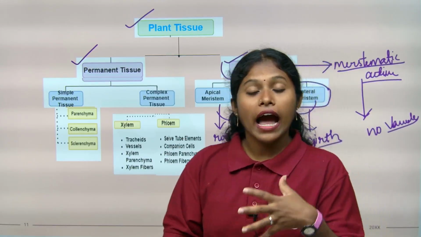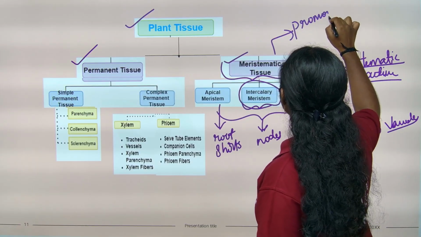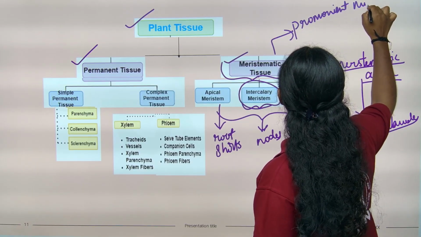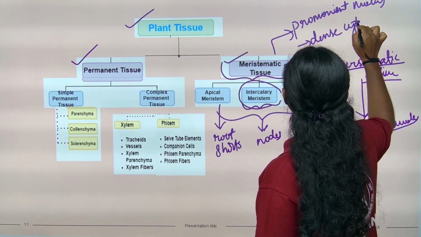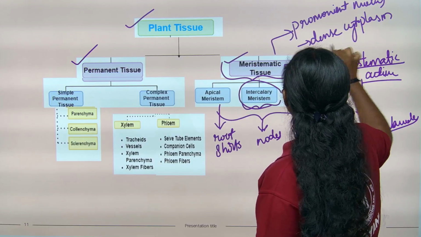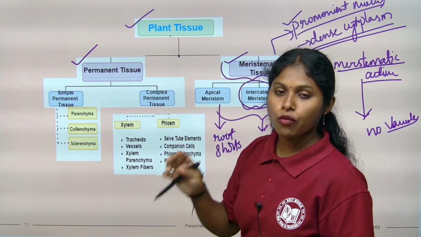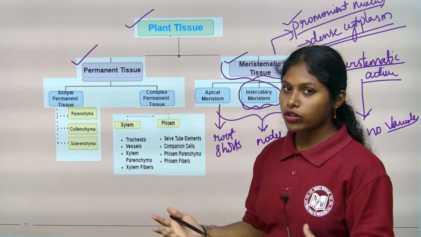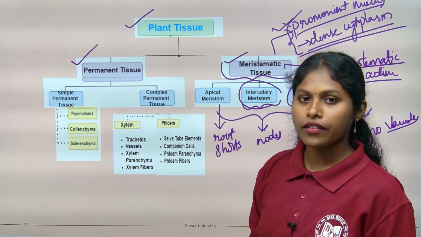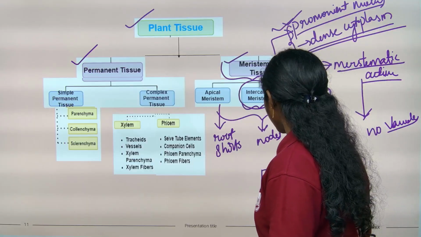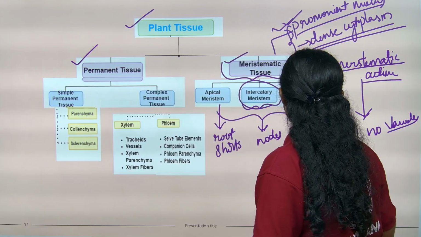They are participating in active division. For active division, what do they require? They require a prominent nucleus and also dense cytoplasm, right? So of course they have a prominent nucleus and dense cytoplasm. For cell division these two are required because they are actively dividing cells. The primary growth of the plant is due to the meristematic tissue.